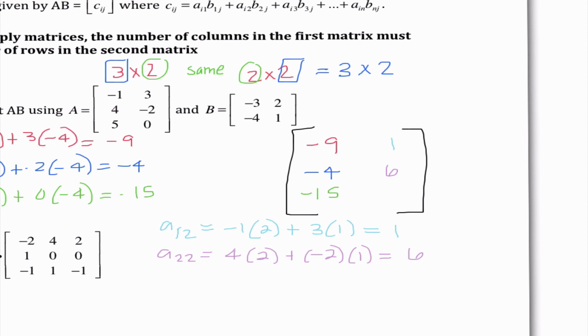And lastly here, I need to do A sub 3, 2, which means I'm doing row 3 times column 2. So I would have 5 times 2 plus 0 times 1, which is 10. So this would be our answer.